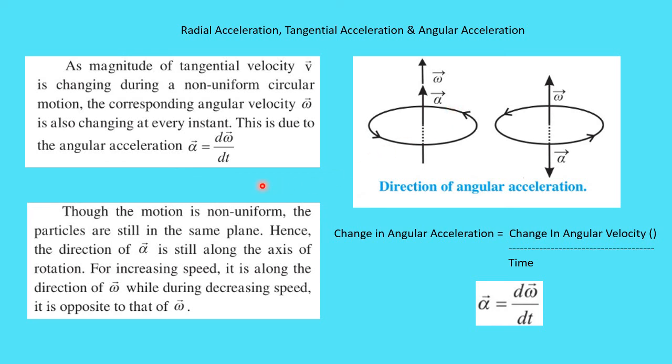The expression for angular acceleration is given here. Alpha is equal to change in angular velocity upon time. Now the direction of this angular acceleration will be, if velocity goes on increasing, then the angular acceleration and angular velocity will be in the same direction. If velocity goes on decreasing, then the direction of angular acceleration and angular velocity will be in opposite directions. The expression for angular velocity is omega, and the expression for angular acceleration is alpha. Alpha is change in velocity upon time.